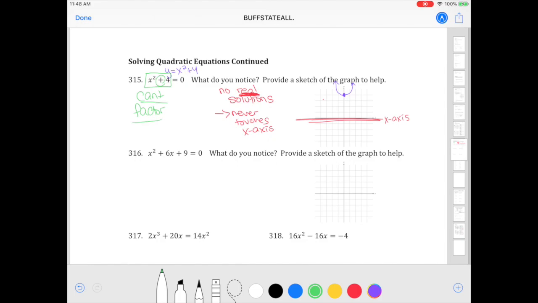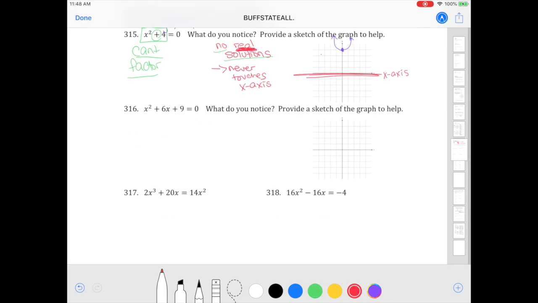So you can't factor it, there's no solutions, just nothing works, okay? All right, this next one is also kind of an oddball. I have x squared plus 6x plus 9. It says, what do you notice? I want to start factoring this one first. So we're going to factor this piece of it.